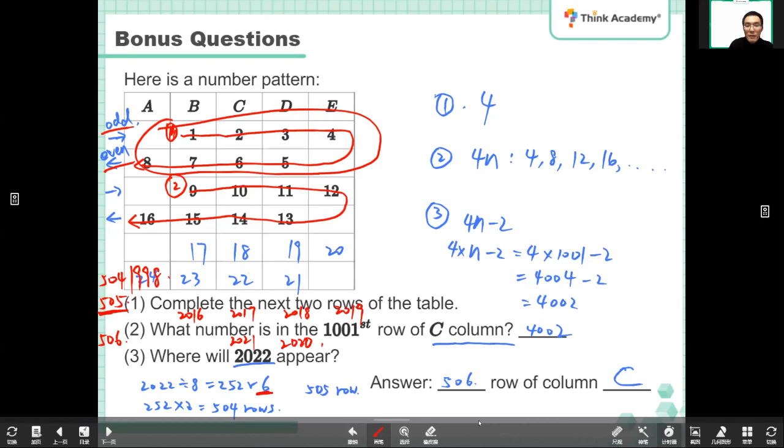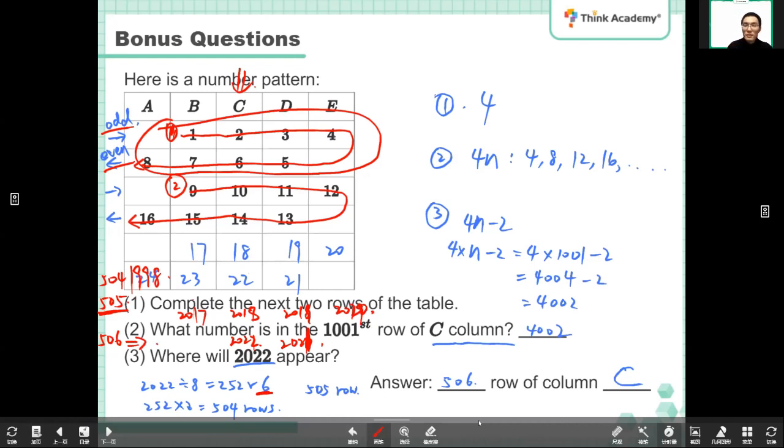Actually, I'm giving a bad example over here. It should be 2022, because we only need 6 more numbers. So I should start with 2017 over here. So the actual case is 2017, 2018, 19, 20, 21, and then 22, 2022. So 2022 is in column C, and then row number 506. Is it clear? Okay, thank you.